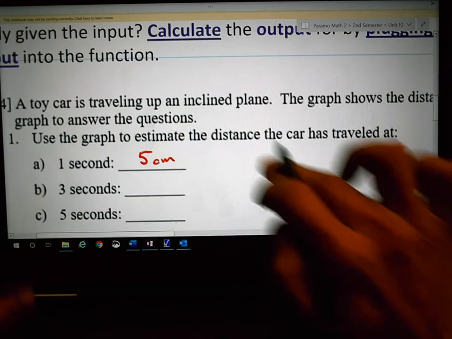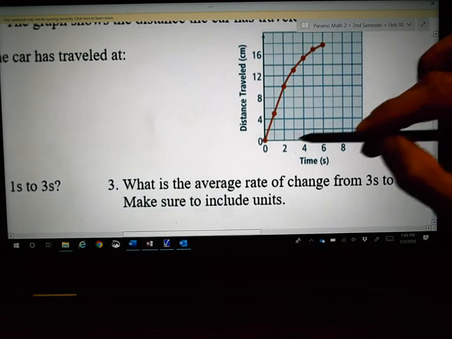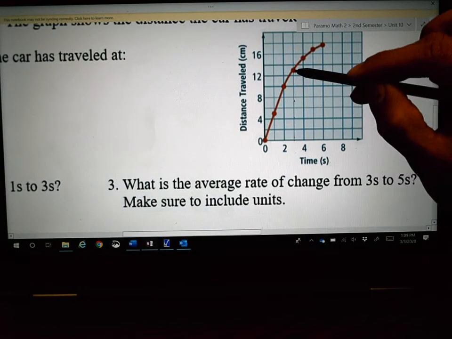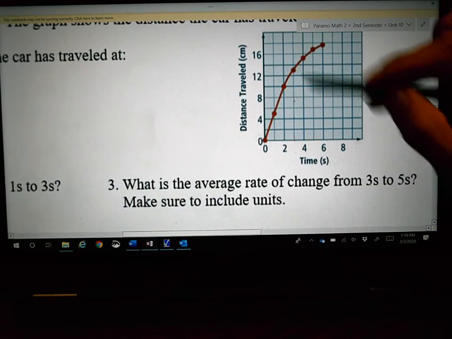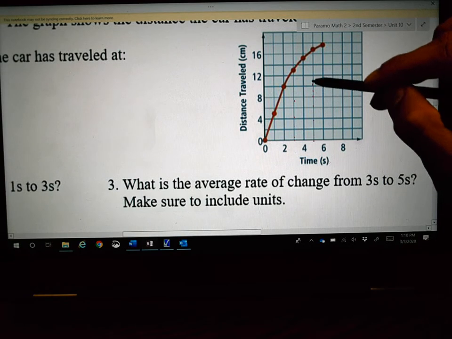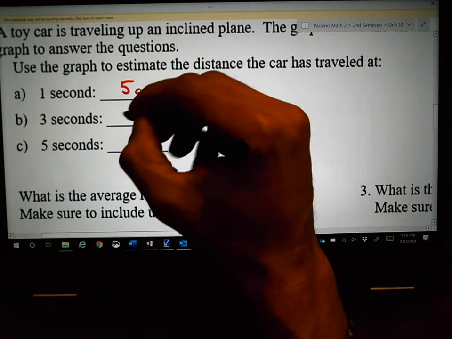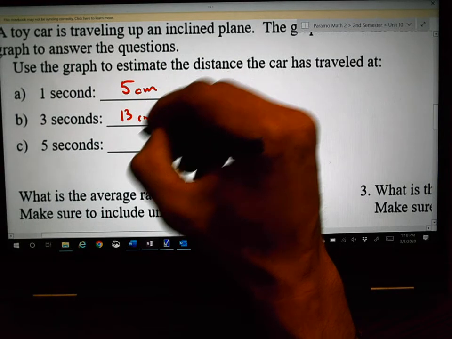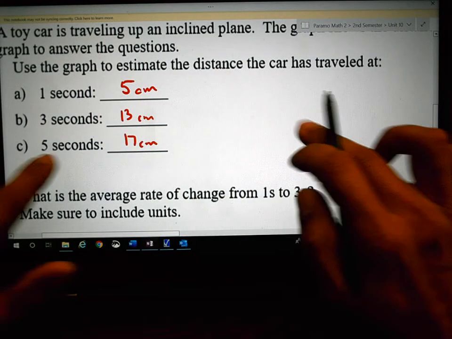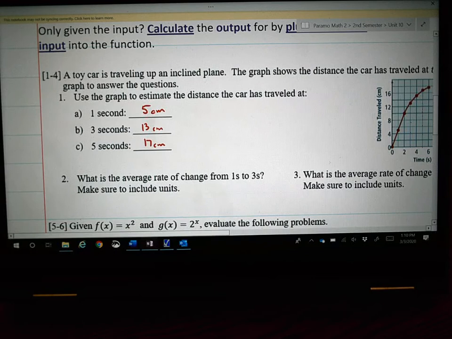We got to find 3 seconds and we got to find 5 seconds. So at 3 seconds, what do you think it's at? And what about at 5 seconds? Okay. So you said 13 and 17? That's our answers to 1A, B, and C.